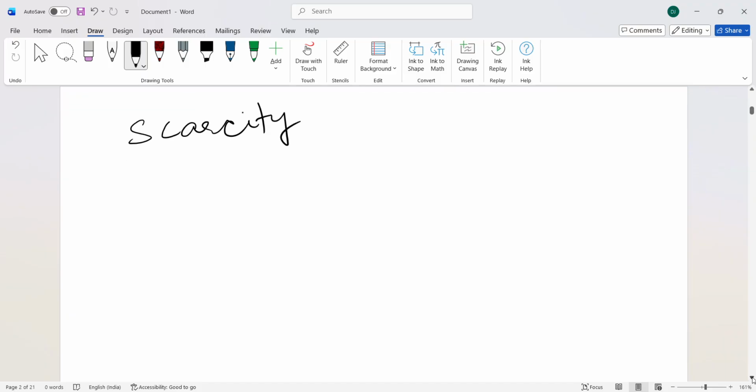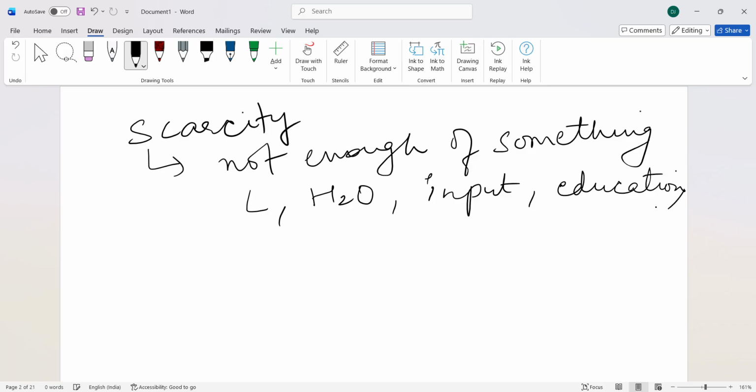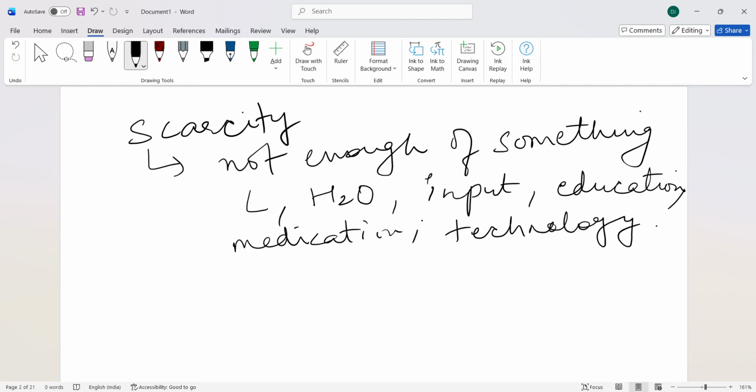So what do you understand by scarcity? In very layman's language, scarcity is not enough of something. Not enough of labor, not enough of water, not enough of input, not enough of education, not enough of medication, not enough of, let's say, technology. So anything that's not enough is scarce. That's how we define scarcity.